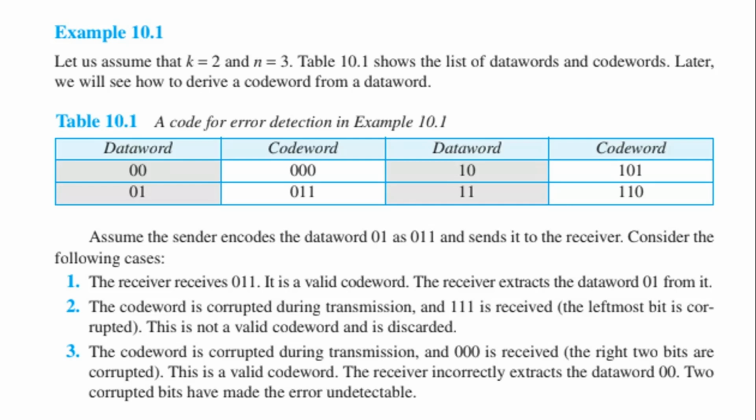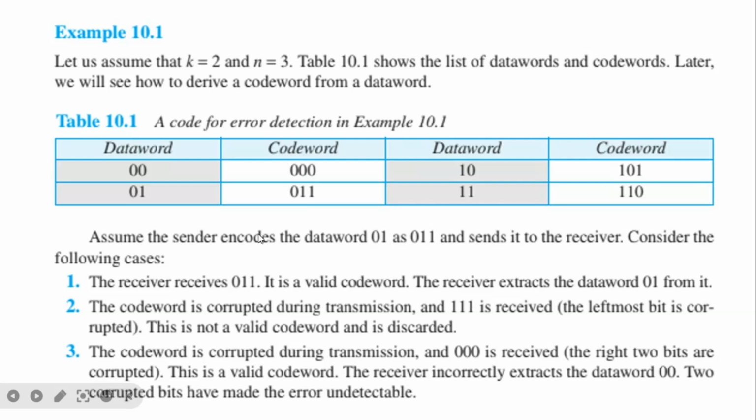Example here, let's assume that the data word is of length 2 and the redundant bit is only 1. So the code word length is 3, so n is 3, the data word is 2, so k is 2, and r is 1. This table shows the list of data words and code words. If you can see, data word 00 has code word 000. Likewise, 01 has 011, and likewise the rest too.